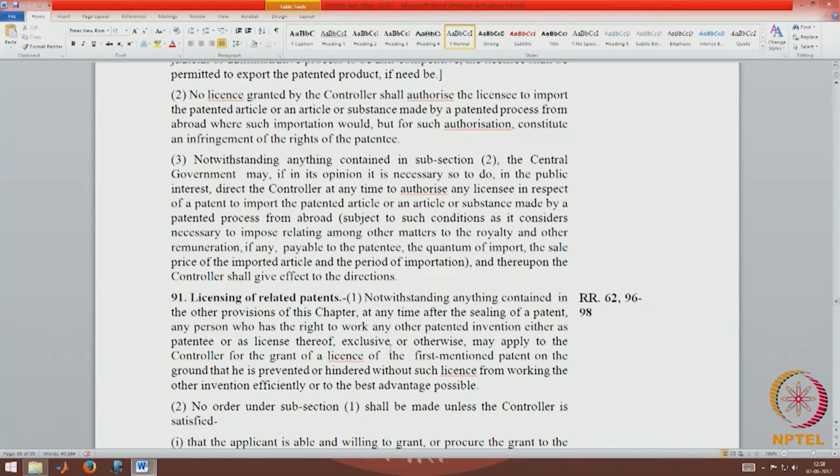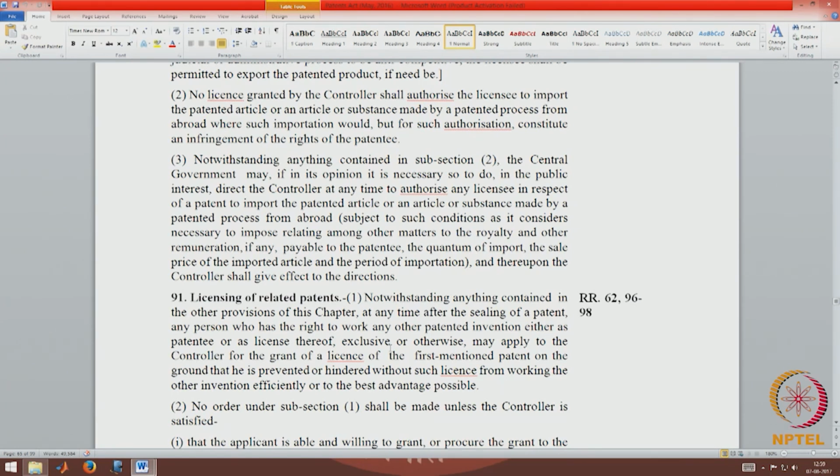3. Notwithstanding anything contained in subsection 2, the central government may, if in its opinion it is necessary to do so in the public interest, direct the controller at any time to authorize any licensee in respect of a patent to import the patented article or an article or substance made by the patented process from abroad, subject to such conditions that it considers necessary, such as remuneration, if any, payable to the patentee, quantum of import, sale price of the imported article and the period of importation. These are the conditions that the controller shall take into consideration, and thereupon the controller shall give effect to the directions. Now, there is an exception. In some cases, the central government may say that parties are allowed to import.